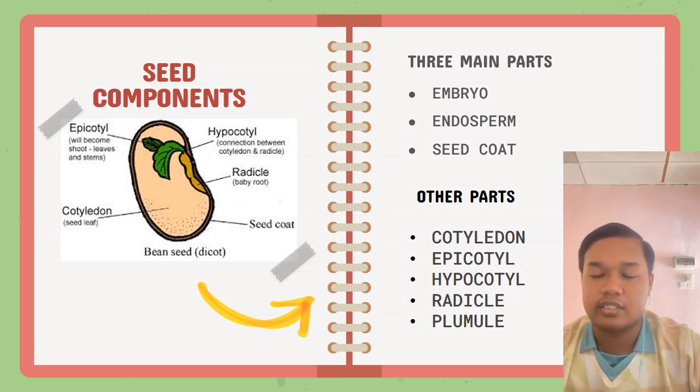And the third is the endosperm. Endosperm is a tissue that stores nutrients for the developing embryo. It provides a source of energy and nutrients during the early stage of germination. In some seeds, the endosperm is absorbed by the cotyledon.